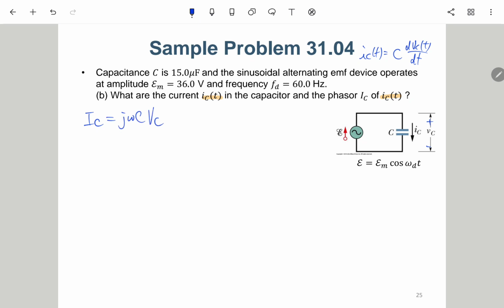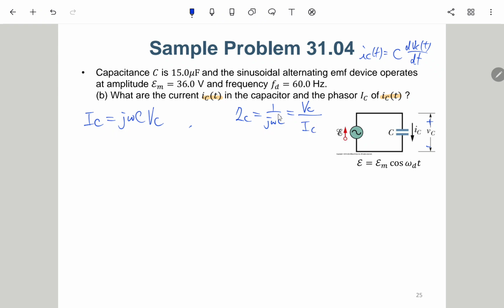This is related to the impedance. If you can't remember, let me recall it a bit. The impedance of C equals 1 over j omega C, which is the phasor of VC over the phasor of IC.